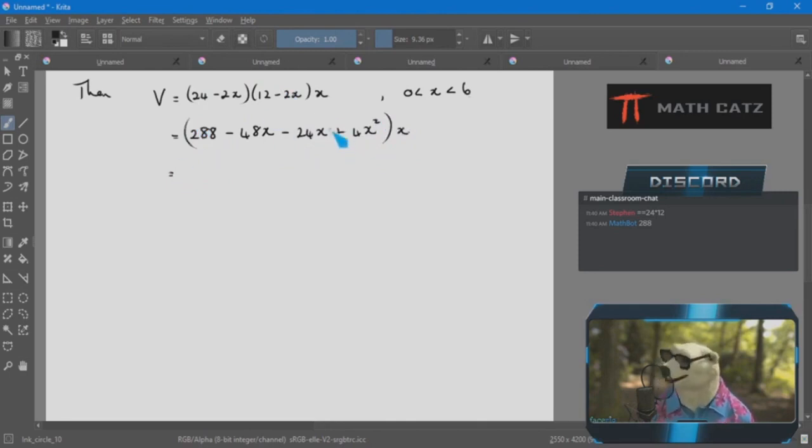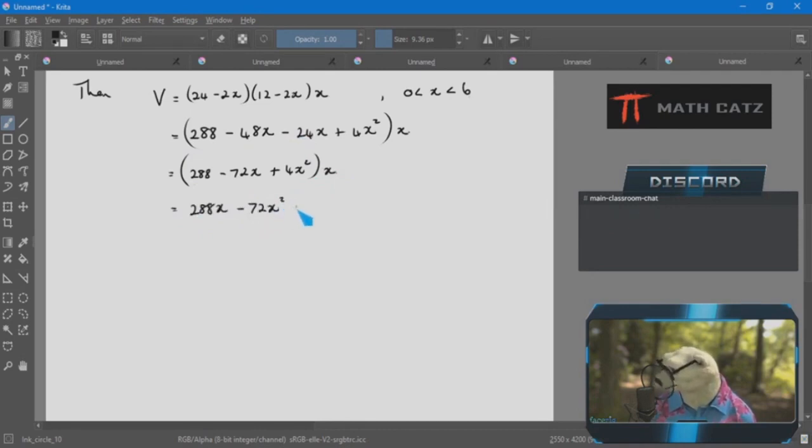I don't want to go too fast here and maybe run the risk of some people missing a step or anything. So let's see here. I want to put these guys together at least, and that's going to be a 72, isn't it? 48, 68, yeah, 72, and then times another x. So let's multiply that x in. 288x minus 72x squared plus 4x cubed.